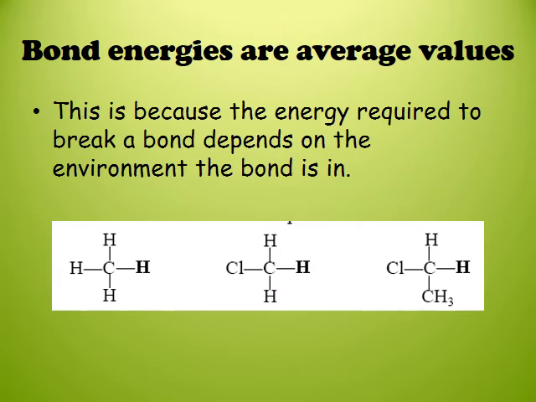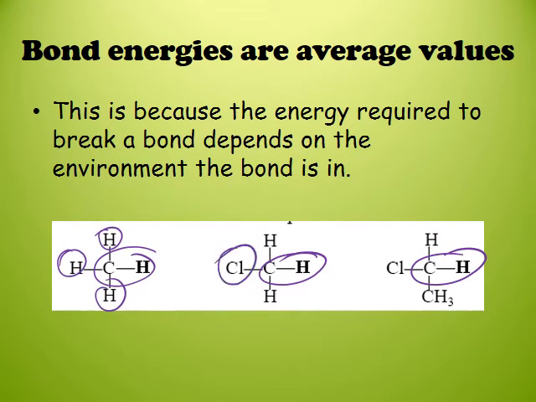Okay, so the reason is because the energy required to break a bond depends on the environment the bond is in. So we have CH bonds here, 3 different CH bonds, but you notice this one has just hydrogens around it, this one has a chlorine, and this has a chlorine and a methyl group. So depending on the substituents bonded to this carbon here will affect the energy required to break that CH bond.